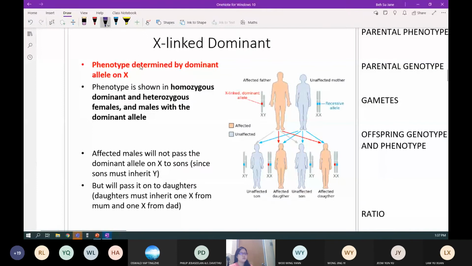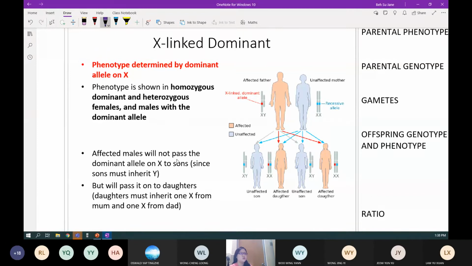So X-linked dominant is obviously the phenotype being determined by a dominant allele on X. So it's an X chromosome, it's a dominant allele. This is what causes, in this case, a disease. So the phenotype will always be shown in anyone who has the dominant allele. So homozygous dominant or heterozygous females, or males with the dominant allele.